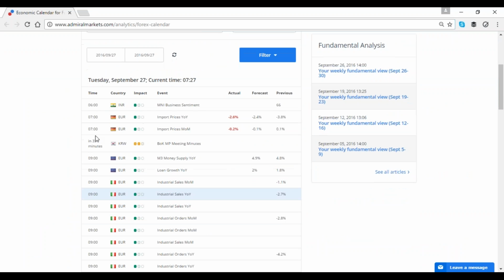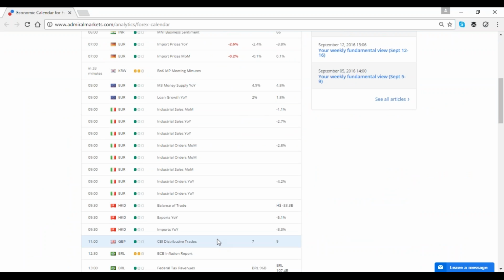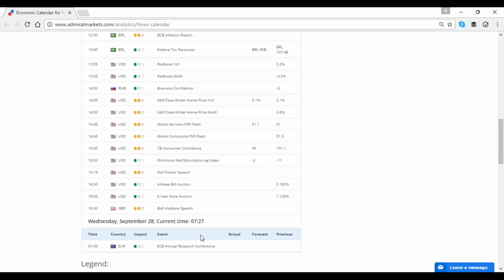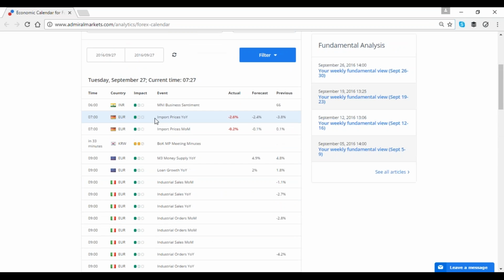So this week, take a look at the calendar. As always, there are a lot of speeches from central bank presidents and governors coming up from a whole list of countries. Otherwise, you've got other news throughout the week that you want to pay attention to, some typical news like retail sales, consumer confidence, etc. So take a look at that.